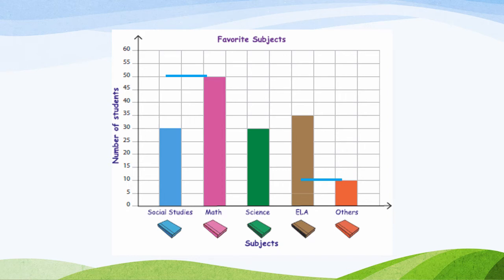Okay? How many more students like math than English? So this is our math and this is our English. So we're going to go down from the math till the English, and we're going to count by 5. How many steps? 1. So this is 5, 10, 15. So there are 15 more students like math than English. Okay? You understand? Let's see another example.